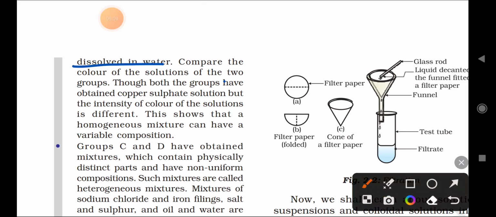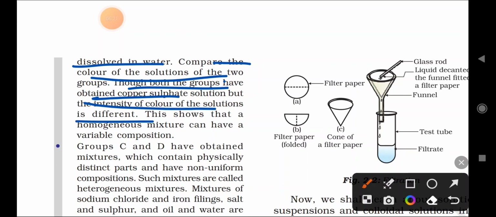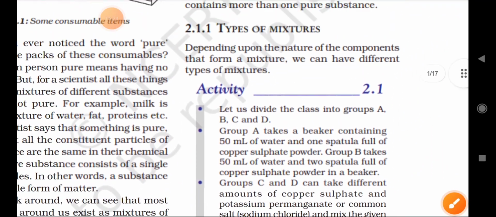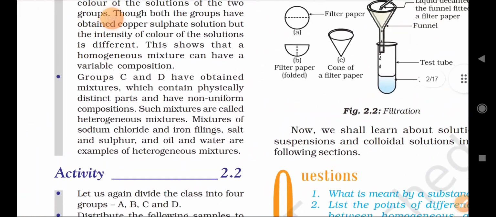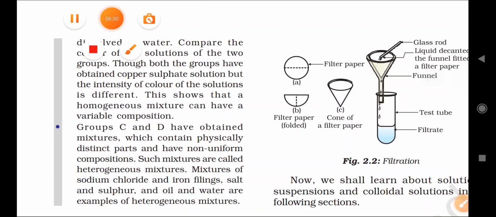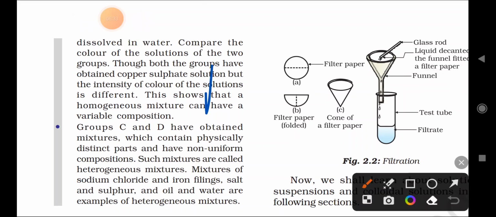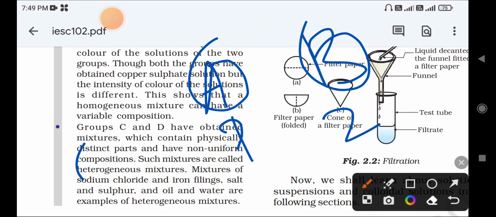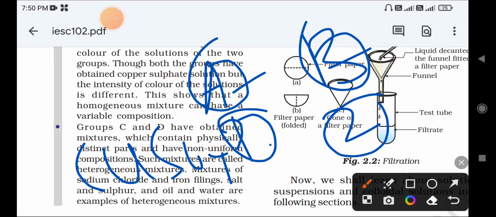Dissolved in water, compare the color of the solutions of the two groups. Though both groups have obtained copper sulfate solution, the intensity of color of the solutions is different. In the first group, A group has one spatula and B group has two spatulas of copper sulfate, right? So when mixing the copper sulfate in 50 ml of water, what is the intensity of the color in both test tubes? We have to observe.